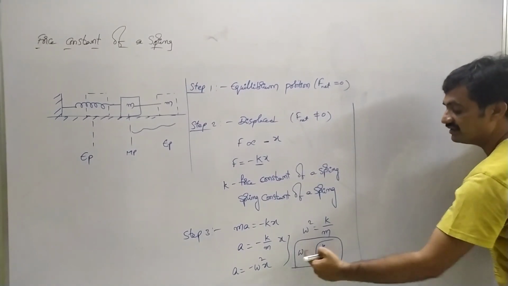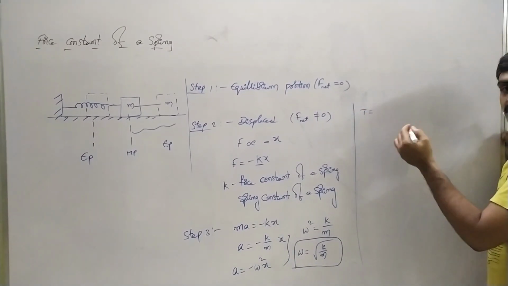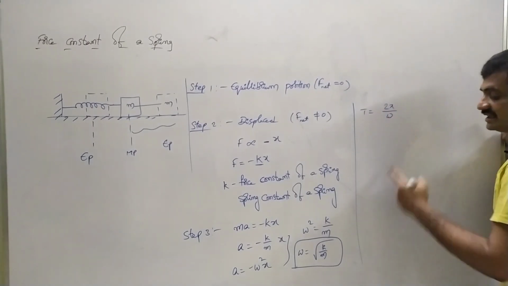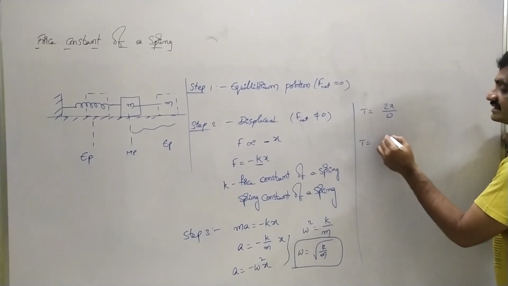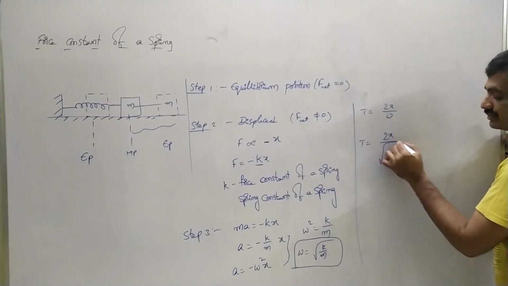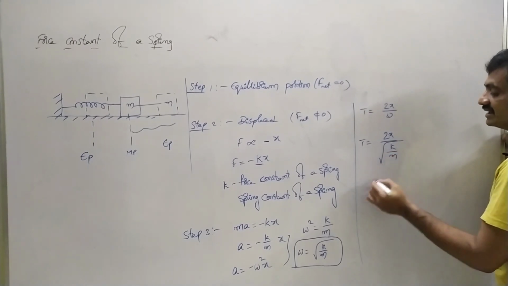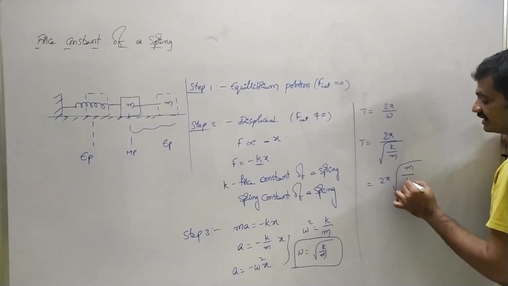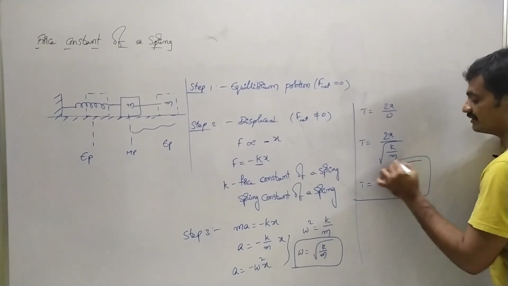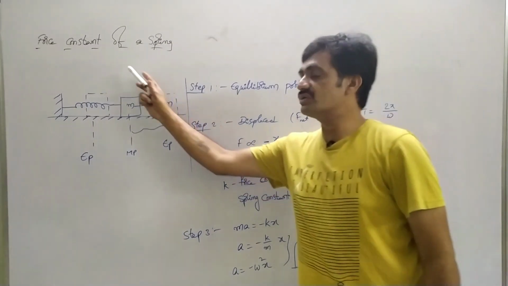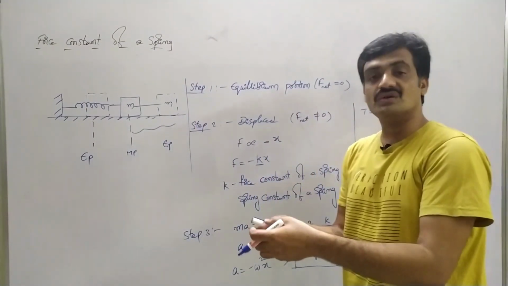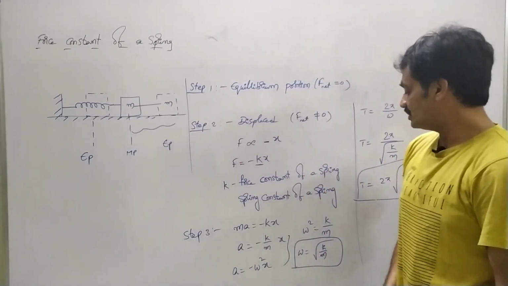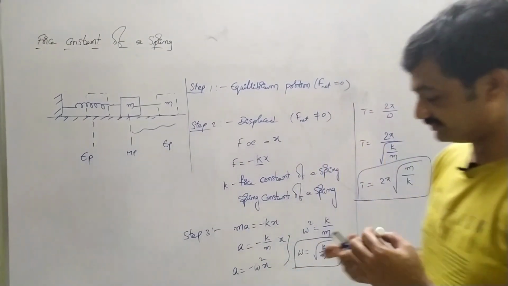Based on this angular velocity, we represent the time period, where we know that the time period T is equal to 2 pi by omega. Let us substitute this value. Then the time period is given as 2 pi by under root of k by m, which can be represented as 2 pi into under root of m by k. So this represents the time period of a spring when it is oscillating about its mean or equilibrium position. So take a screenshot, we will continue.